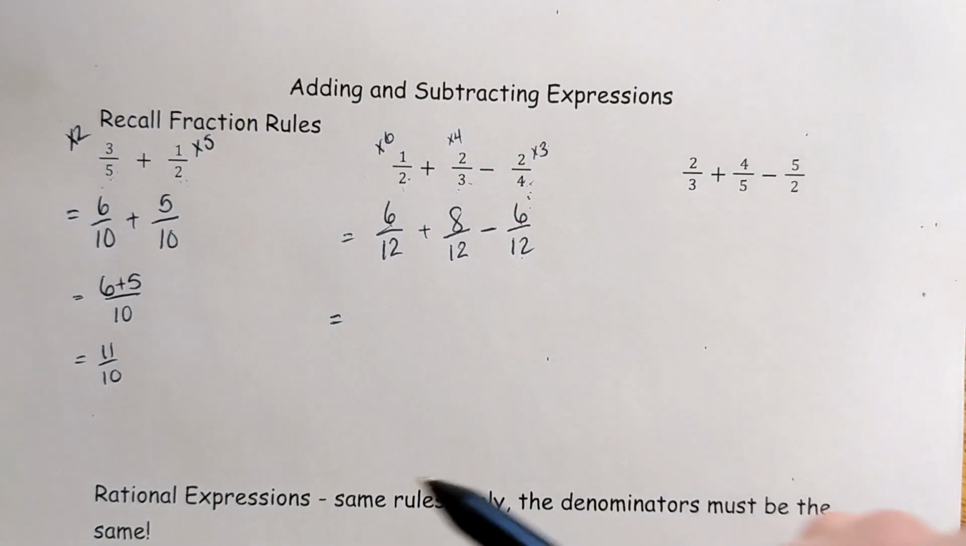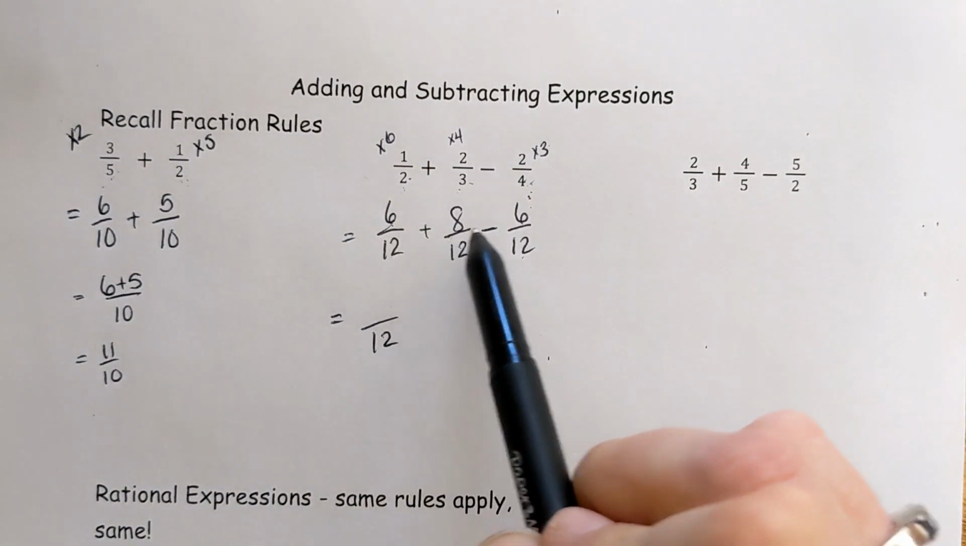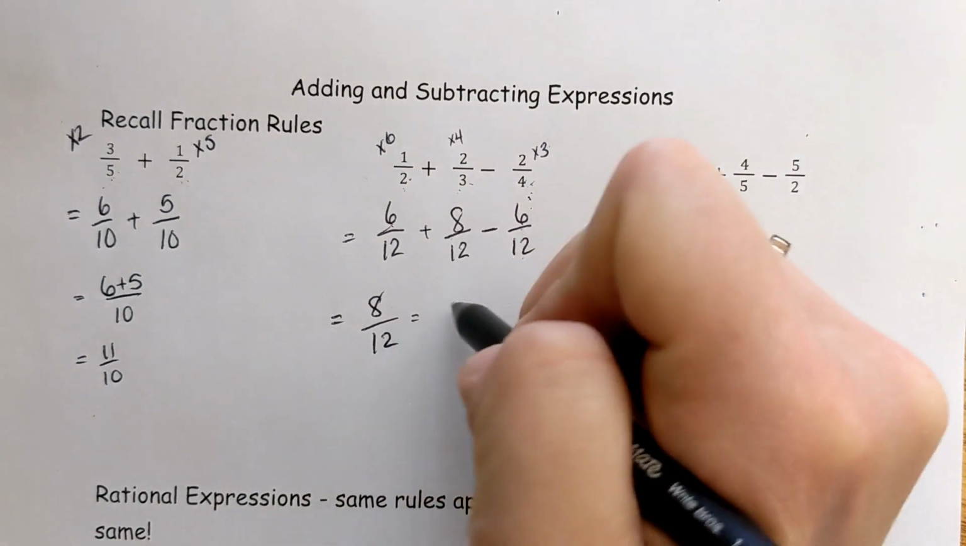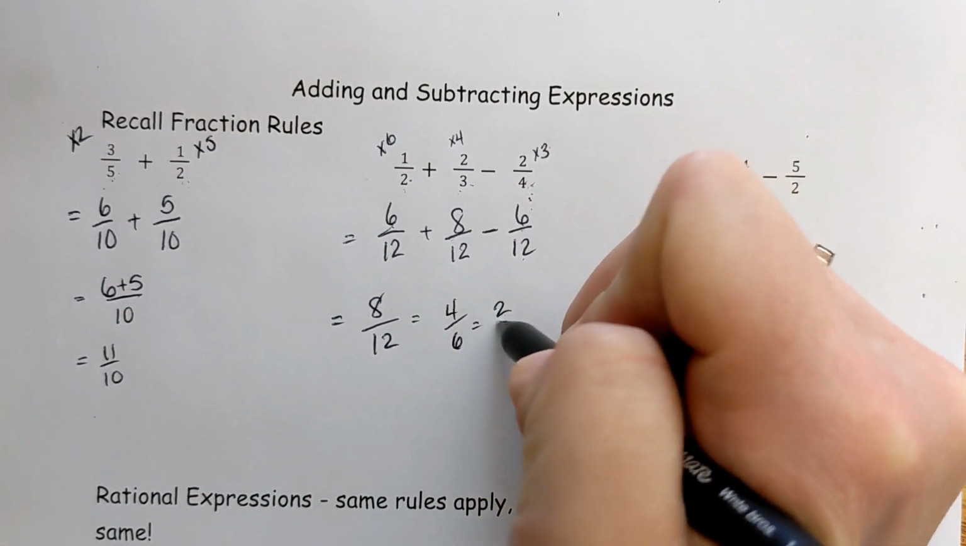So I've just created equivalent fractions so that I have like denominators. Now I can combine these so that it's 1 fraction over 12. I have 6 plus 8 minus 6. That's just going to be 8 over 12. I can reduce this to 4 over 6, and also 2 over 3.